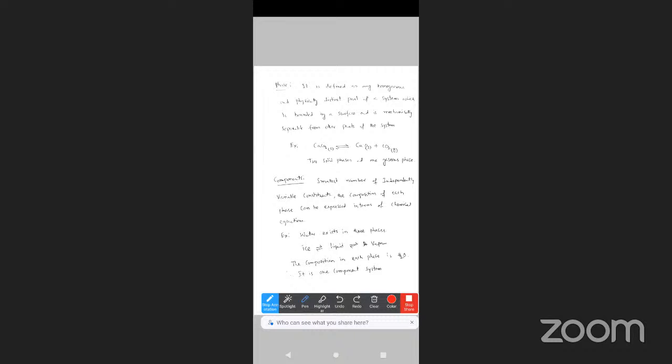And if you see the example, the decomposition of calcium carbonate, which gives calcium oxide and carbon dioxide. The two solid phases and one gaseous phase. So which means there are three distinct phases. One is calcium carbonate solid phase, and another one is calcium oxide solid phase. Then carbon dioxide gas.